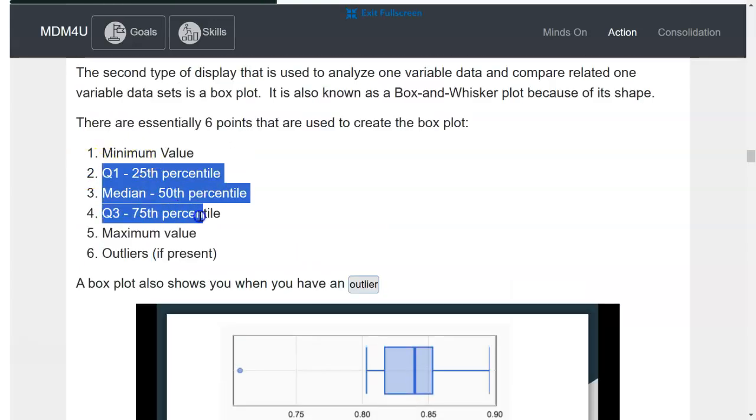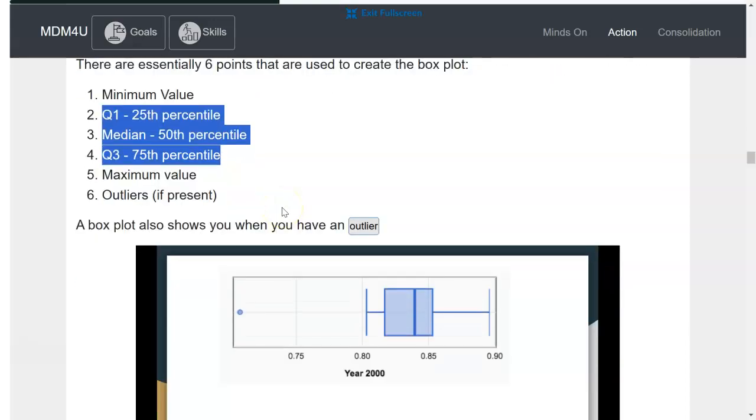Again, Google Sheets will give these to you. So figure out how to do that. It's not that hard. You get some data, it'll give it to you. When you represent them, you make what's called a box and whisker plot, or a box plot.